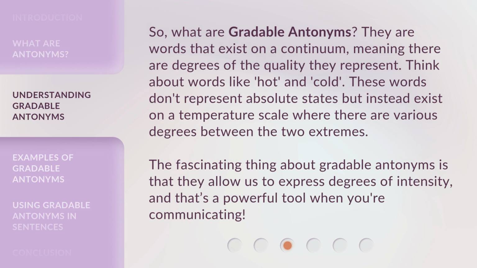So, what are gradable antonyms? They are words that exist on a continuum, meaning there are degrees of the quality they represent. Think about words like hot and cold. These words don't represent absolute states but instead exist on a temperature scale where there are various degrees between the two extremes. The fascinating thing about gradable antonyms is that they allow us to express degrees of intensity, and that's a powerful tool when you're communicating.